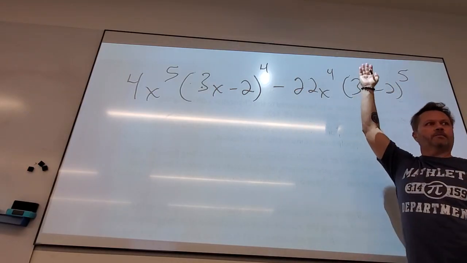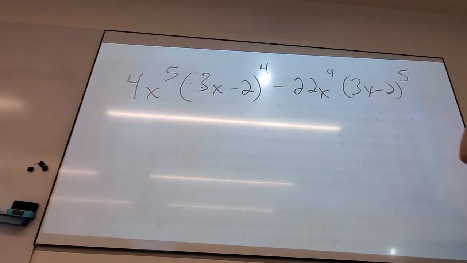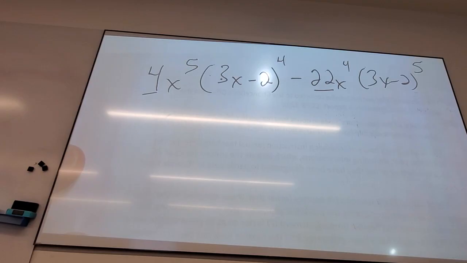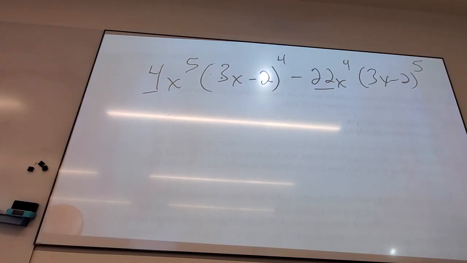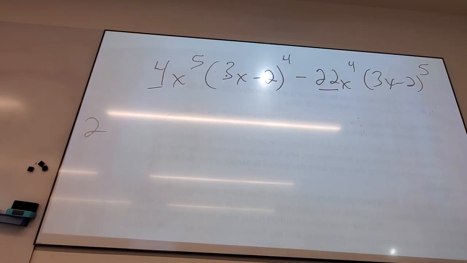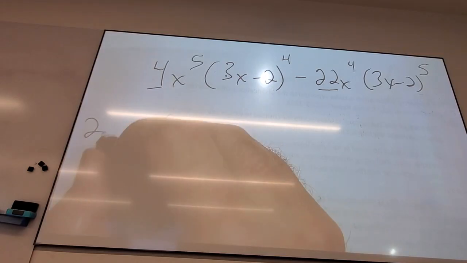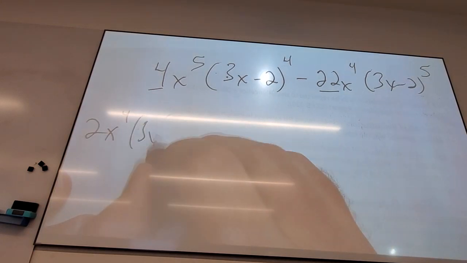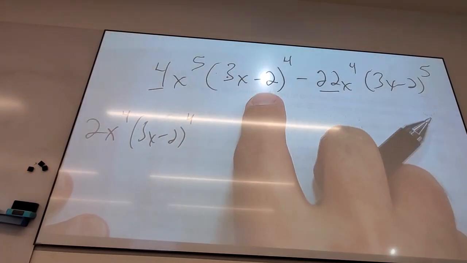Do you see that? What do those 2 terms have in common? Just look at the numbers. What number can come out of both 4 and 22? 2. Just look at the x's. How many x's do they have in common? 4. Just look at the 3x minus 2's. How many 3x minus 2's do they have in common? 4.